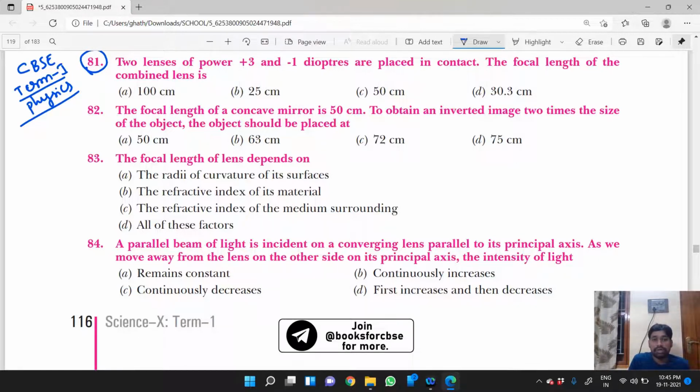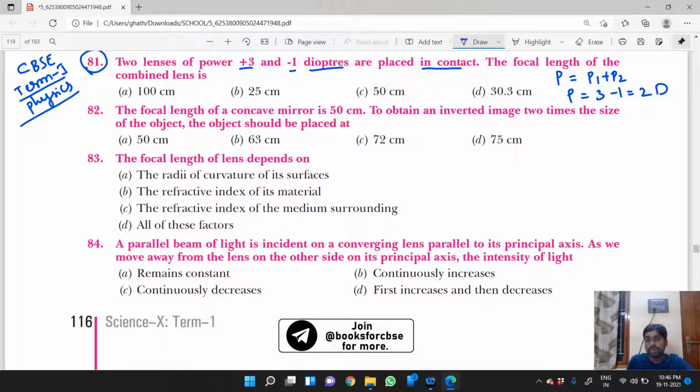Two lenses of powers 3 and -4 diopters are placed in contact. Find the focal length of the combined lenses. Previously also I told the same kind of question. First we have to calculate the resultant power to know the focal length, that is P1 plus P2, which is equal to 3 minus 1, which is equal to 2. So we got 2 diopters.